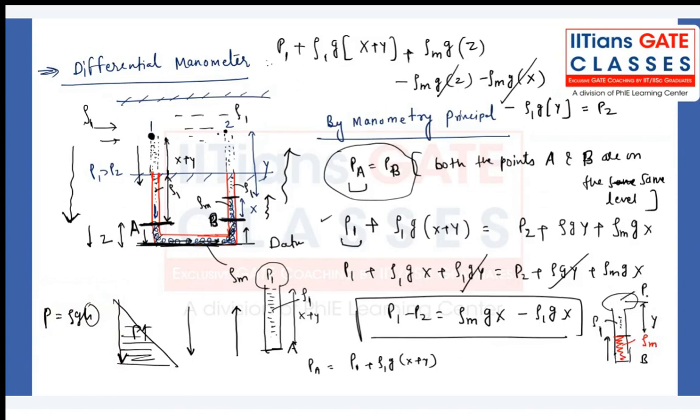And the pressure I want to measure is P2. So what can we write? P2 plus rho m g into Y plus rho m g into X, whatever the height is there. That is what I have equated.